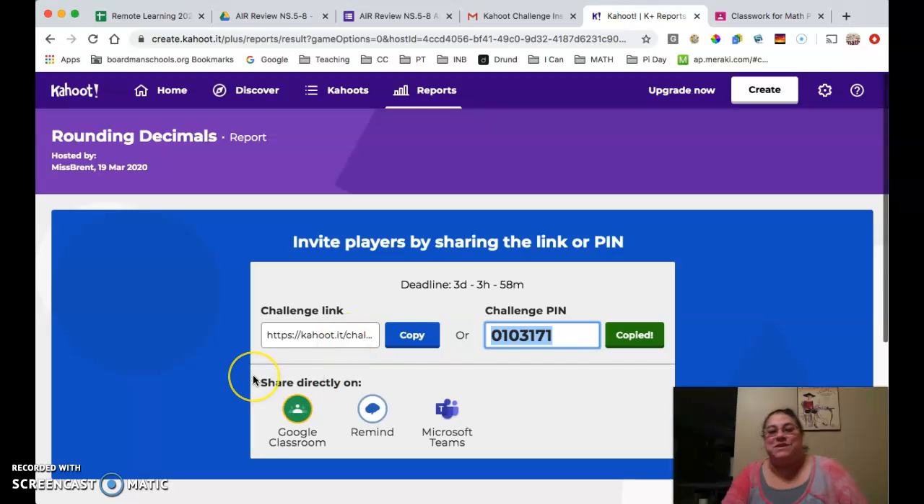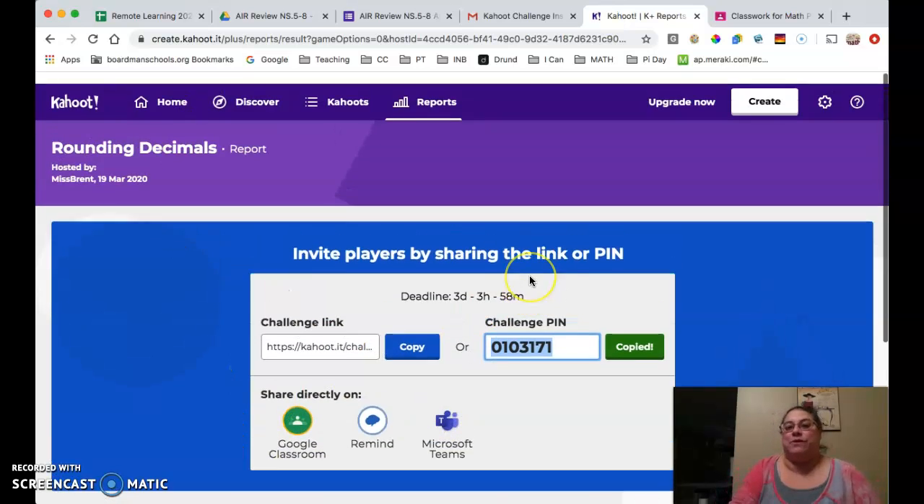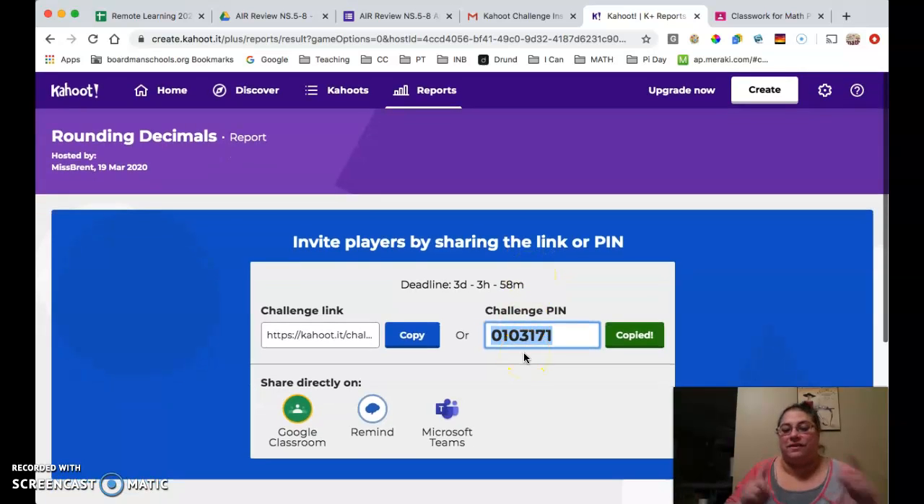So we are going to do a Kahoot challenge, and it is on rounding decimals, and I will give you the class pin. You're going to click the class pin, and you can play it anytime you want on your own time. Basically, you're trying to beat each other without actually playing at the exact same time. So you can play one time, only one time, because there's only so many plays that you're allowed to play, and I don't want somebody to play 10 times, which means somebody else can't play at all.